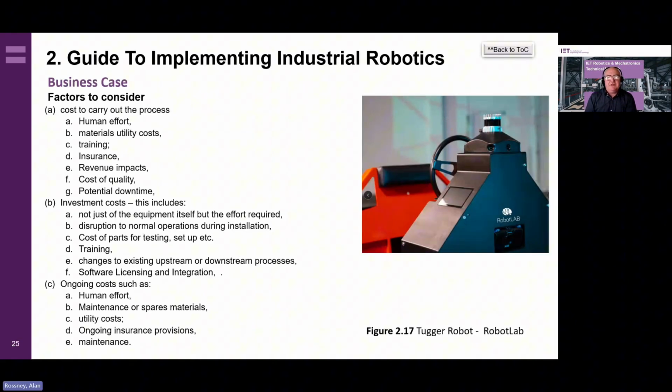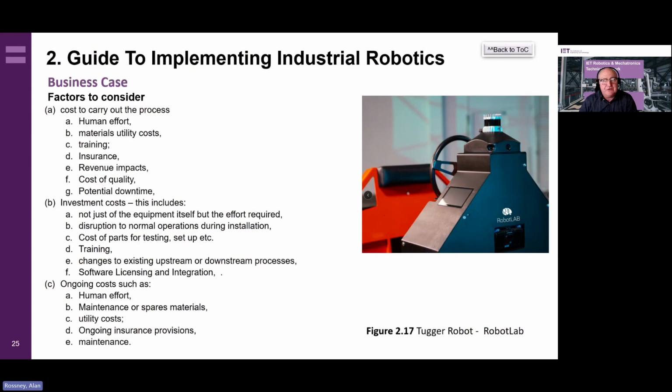So in terms of the business case, you need to ask, what does it cost you now to carry out the existing manual processes? That could include manpower, overhead costs, material costs, utilities, training, insurance, revenue impacts due to downtime, and the impact of inefficiencies from existing processes, in other words, value-added versus non-value-added steps. Things like staff availability and machine availability all come into effect there.